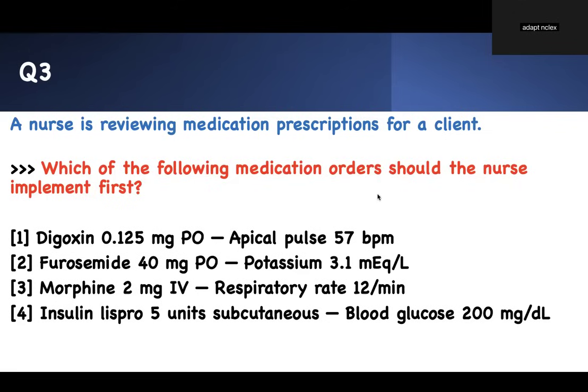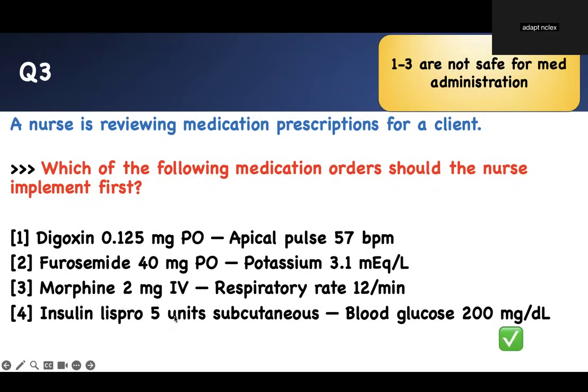Morphine, 2 milligram. The respiratory rate is 12. It's going to drop it more. We have a problem. Therefore, test-taking strategy: the only thing that is left is number 4. Even though it's insulin and the other ones are more serious, you have to pick that. Therefore, number 4 is your right answer. This is the way you should approach it. We're going to give the patient insulin, and that's the first thing because 1, 2, 3 are contraindicated in the patient.